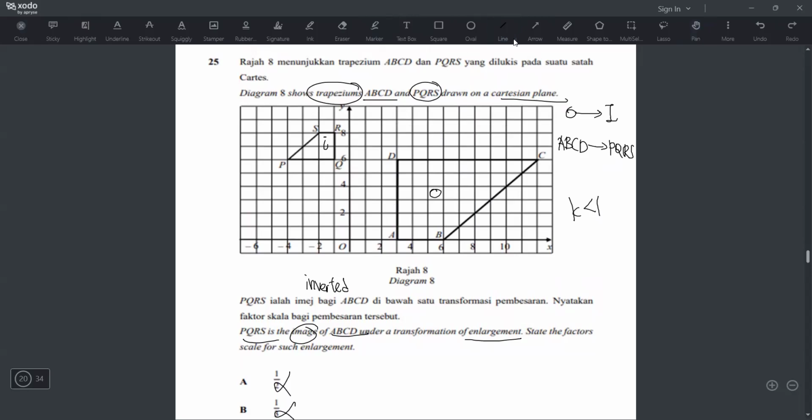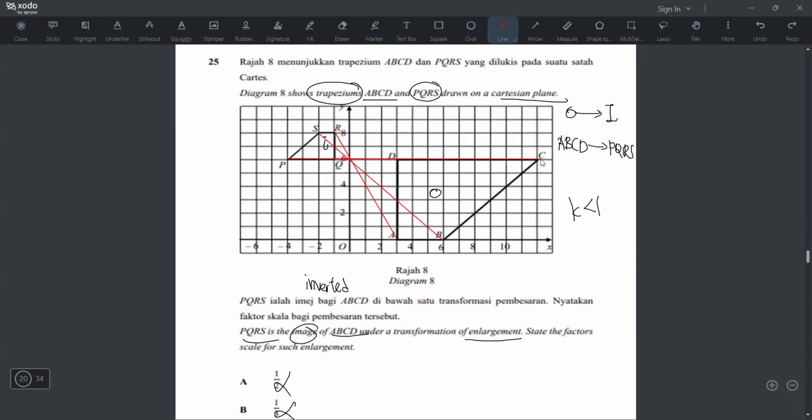And I can explain using the other way. Let me find the center of enlargement. So you just join the corresponding points. Q and D are corresponding, R and A corresponding, T and B are the corresponding points, S and B, S and B like this, and then P and C, right?